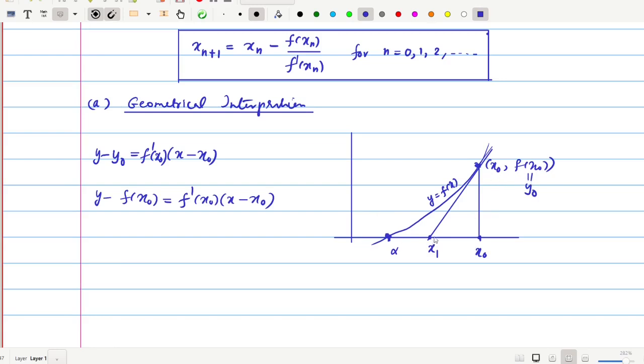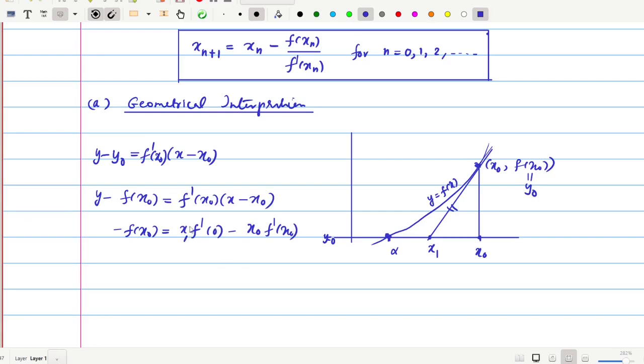In order to get this point, we need to put y equal to 0 here, because the point of intersection of this tangent and the x-axis is obtained by y equal to 0, since on the real line we have y equal to 0. So when you put y equal to 0, this takes the form minus f of x naught is equal to x times f dash of x naught minus x naught times f dash of x naught. So this is the value of x1.